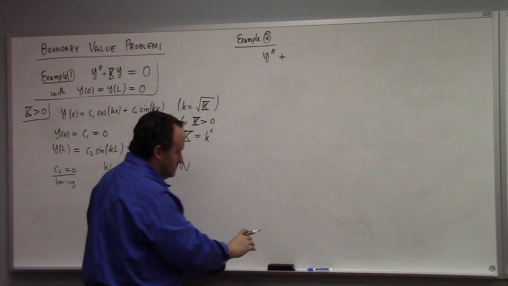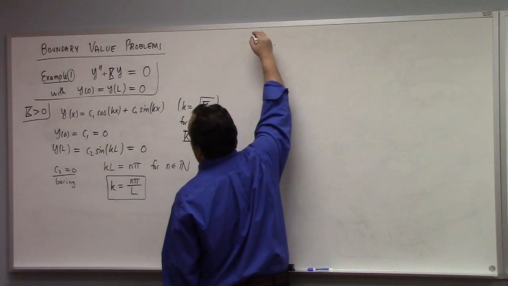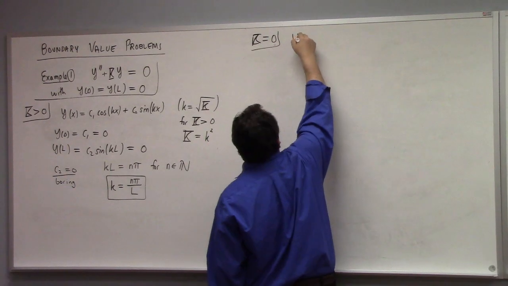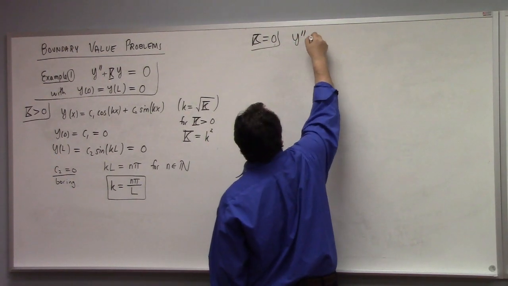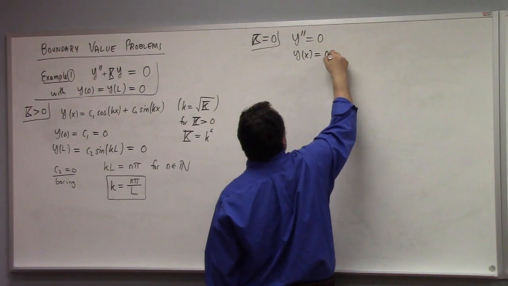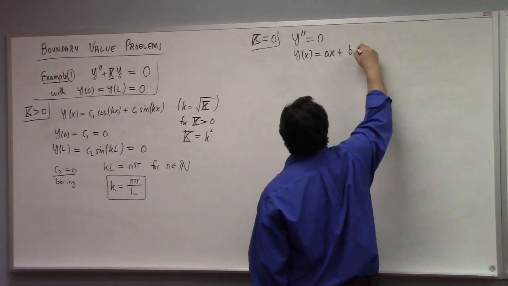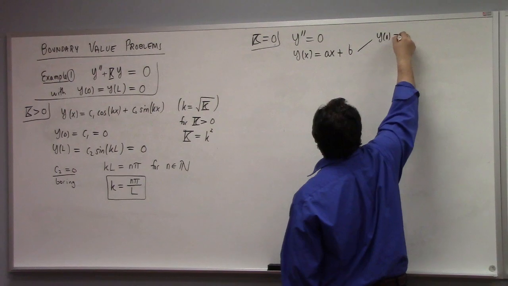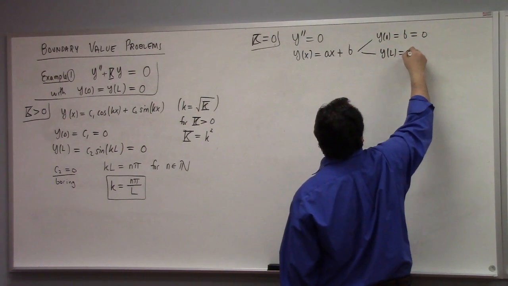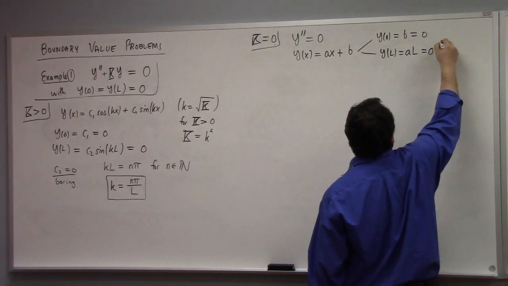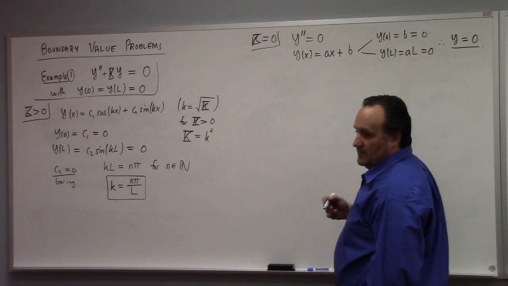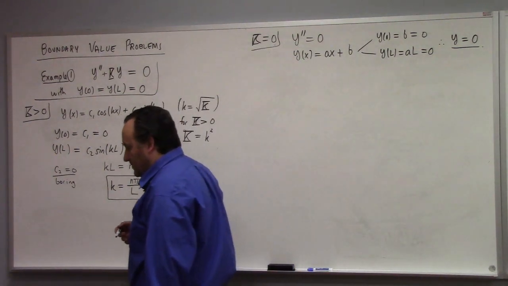Right. So the other case would be, well, let me just say K equals zero. What do you got? So that gives you y prime prime equal to zero, right? Which gives you y of x is equal to, say, ax plus b. But you've got y of 0 is equal to b equals 0, and you've got y of l is equal to al, which is equal to 0, so therefore y is equal to 0. So you get nothing. Nothing.